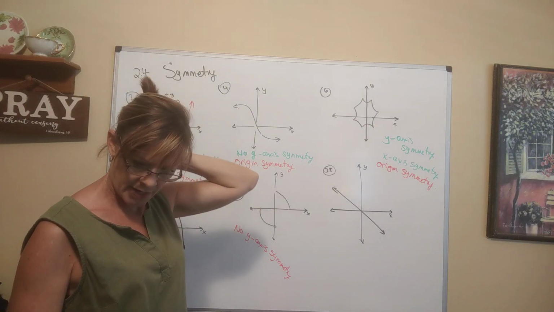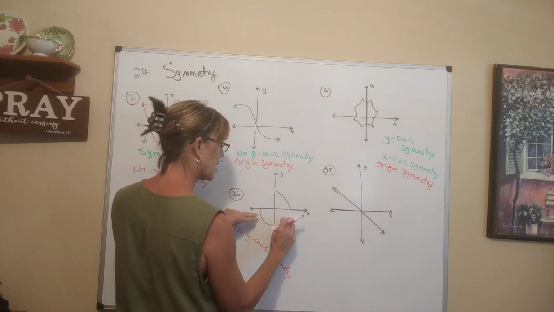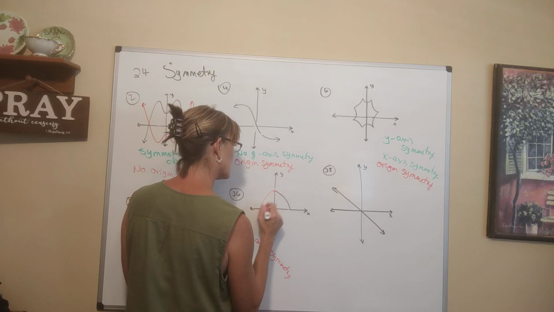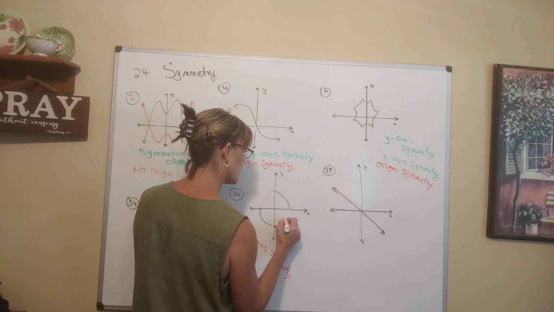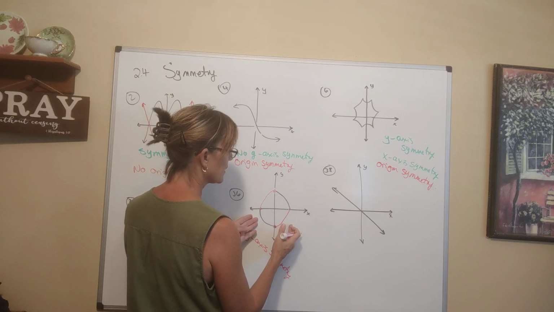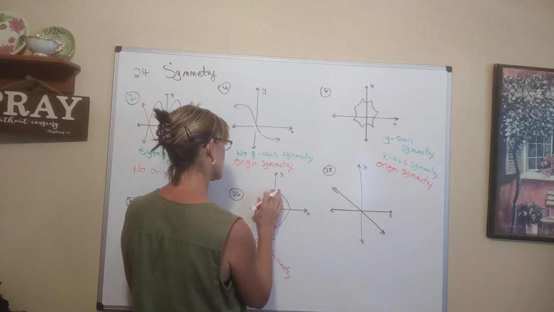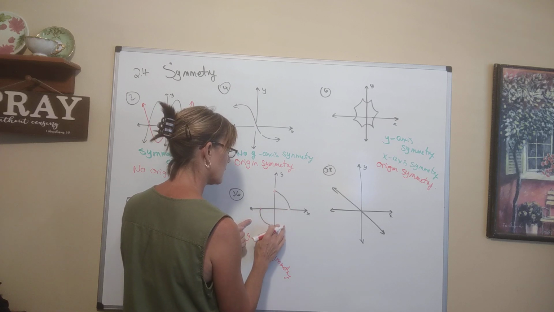So, let us reflect it about the x. If I reflect it about the x, this piece is going to come up here and have an open circle there. And this piece is going to come down here and I have a closed circle there. Okay. Then let's reflect it about the y. If we reflect about the y, then this will come over here, and this will come over here.